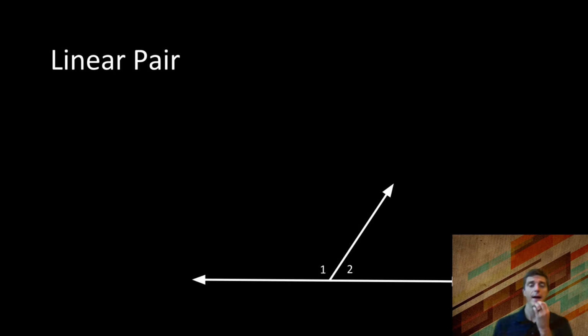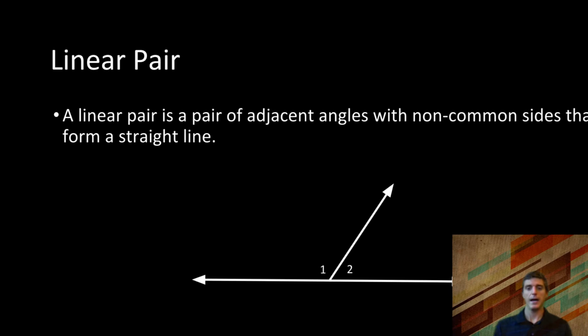This is a linear pair. Now a linear pair, they are adjacent angles, and they have non-common sides that form a straight line. So that definition is from your book, and it perfectly describes it, but it may be a little bit confusing the way they describe it.